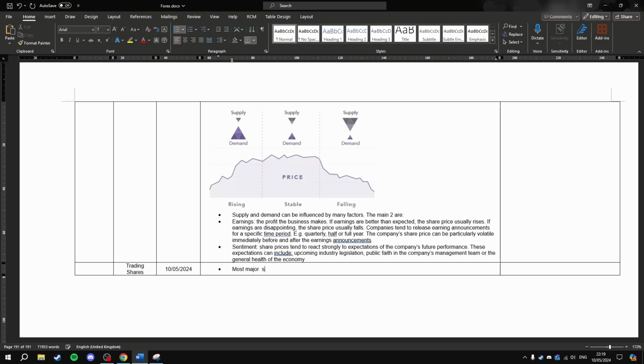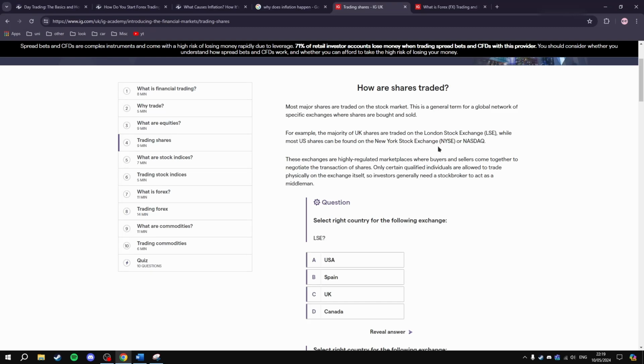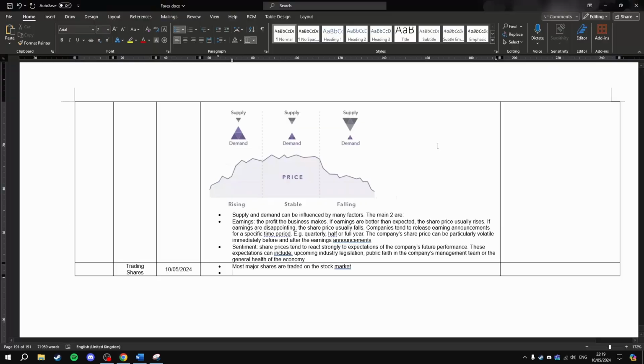Most major shares are traded on the stock market. This is a general term for a global network of specific exchanges where shares are bought and sold.